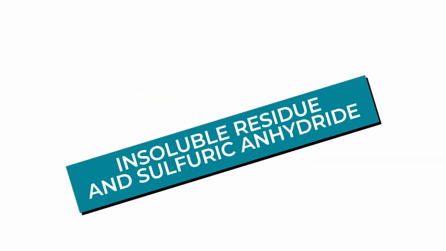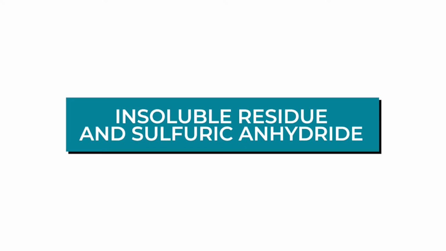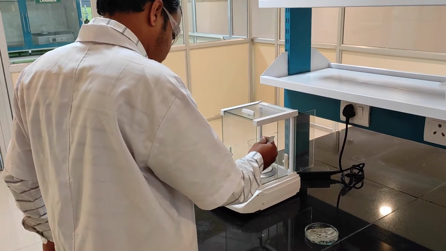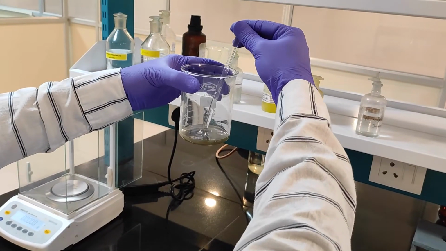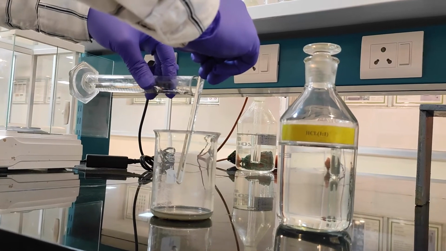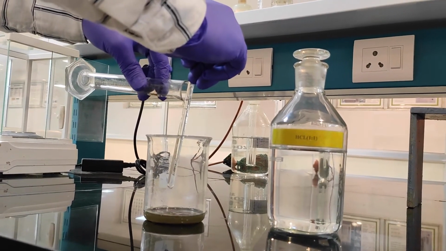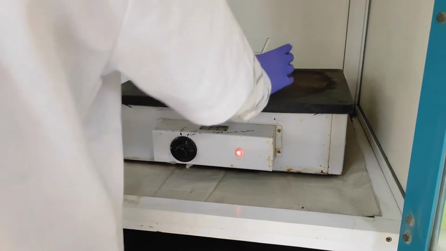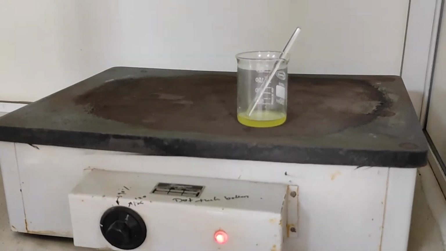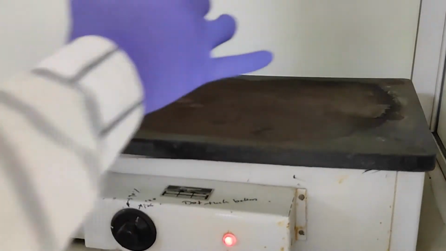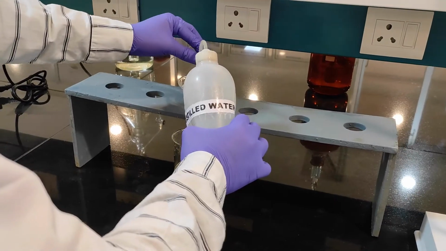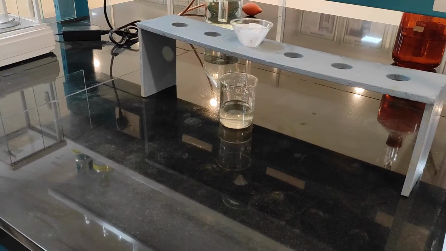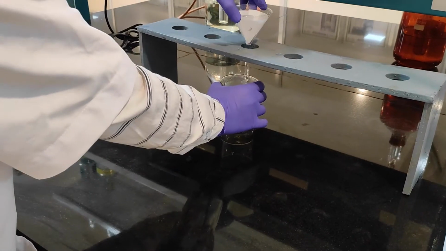Insoluble residue and sulfuric anhydride. To determine the percentage of insoluble residue in the cement, take 1 gram sample in a 250 ml beaker with 25 ml distilled water. Break the lumps with a glass rod and add 10 ml 1:1 ratio hydrochloric acid. Then heat and digest for 15 minutes just below boiling on a hot plate. Then cool and filter with No. 40 ashless filter paper and wash the residue with hot distilled water. Preserve the filtrate for sulfuric anhydride testing.